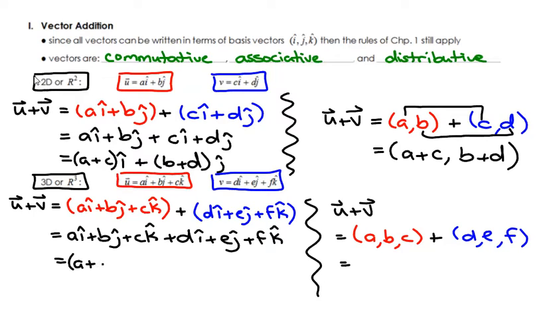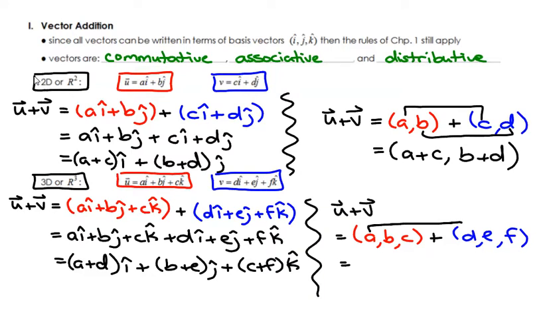So a and d are going to give you the coefficient for your i vector. Then you've got b and e with your j vector, and then your c and f for your k unit vector. So that's basis vector form. And then on the right-hand side, we're going to take a look at the ordered triple form, adding the x components, a plus d, adding the y components, b and e, and then the z components, c and f.